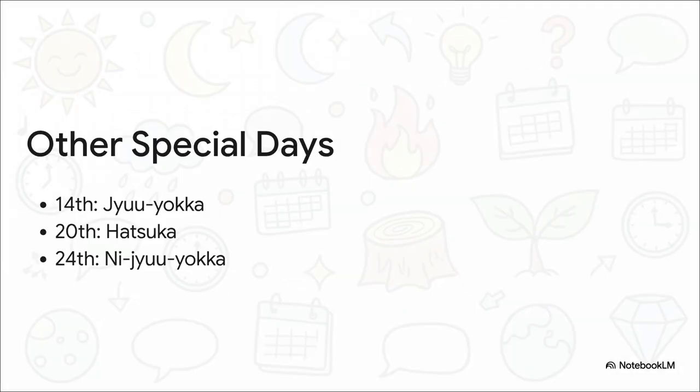So besides those first 10, there are only 3 other special days to worry about. The 20th has its own completely unique name, hatsuka. But look at the 14th and the 24th. See that? They just reuse yoka from the 4th. So it's juyokka and nijuyokka. You're just recycling a word you already know. So it's not as hard as it looks.